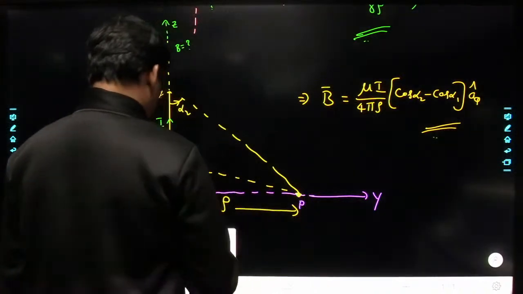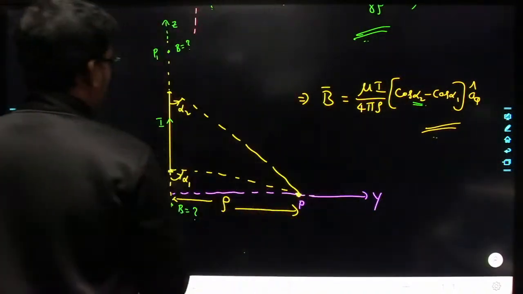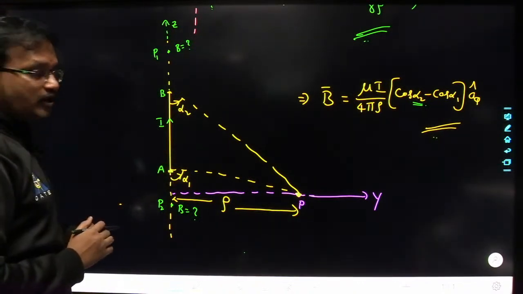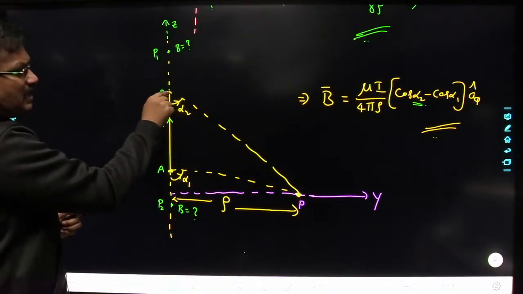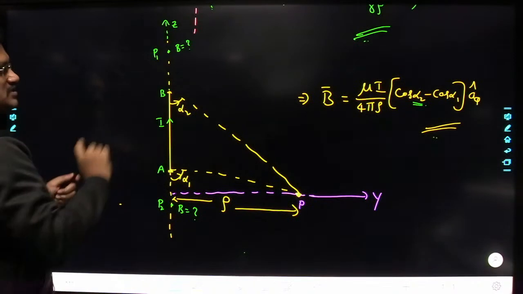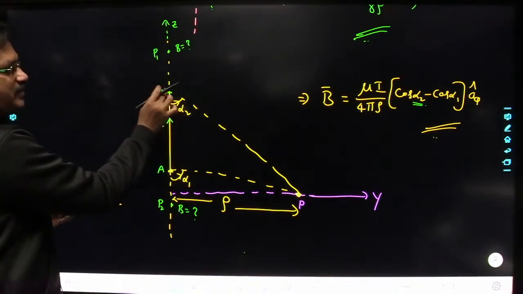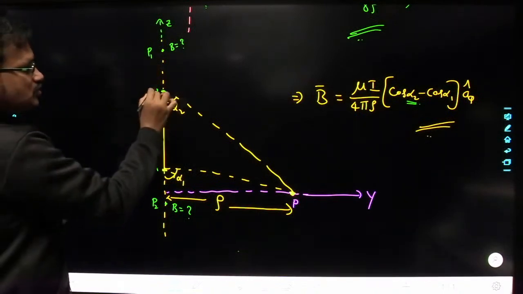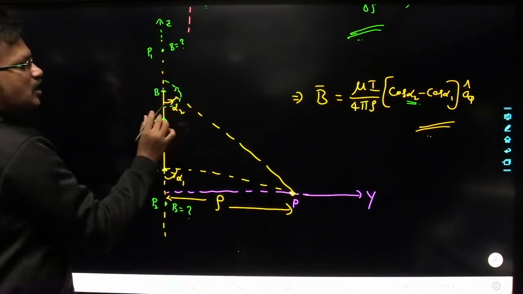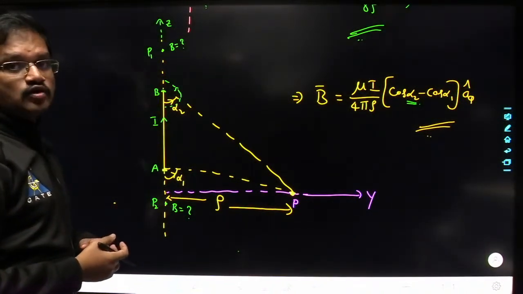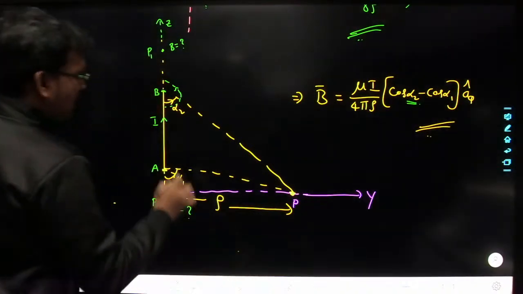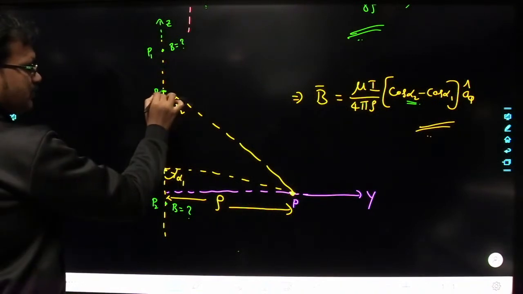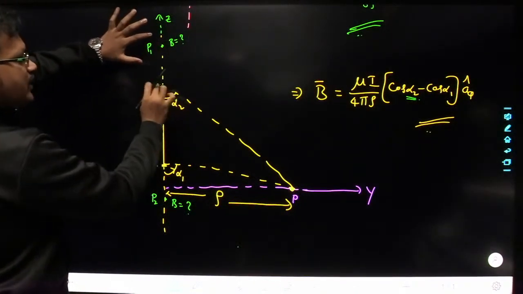See here, what is alpha 2? Alpha 2 is the angle made by this end. Let us say this end I am naming as B and this end as A, right? Now what is the angle made by this end with P1 here? If you consider the angle between this end and this point P1, alpha 2 will become 180 degrees. Yes or no? So the angle made by this end, if you consider the point P1, will become what?